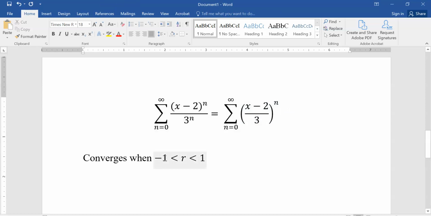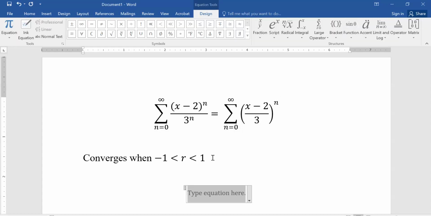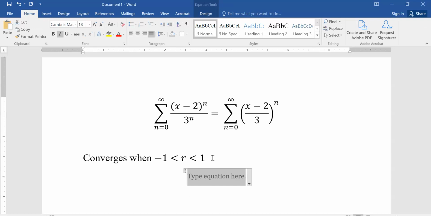So we know, based on geometric series, that this converges when this r is between -1 and 1, which means that this thing will converge when x minus 2 over 3 is between -1 and 1.